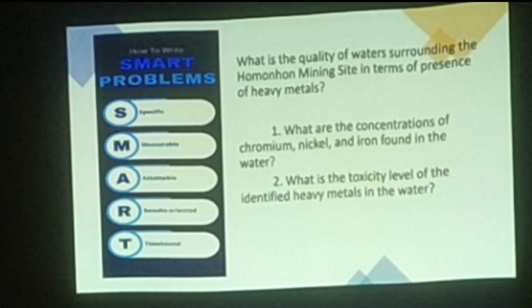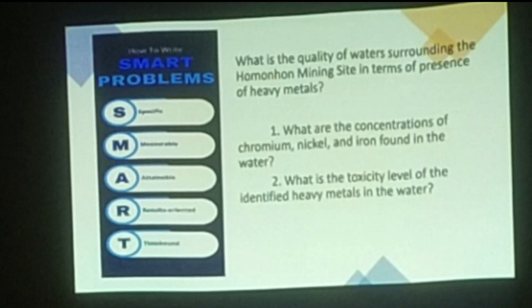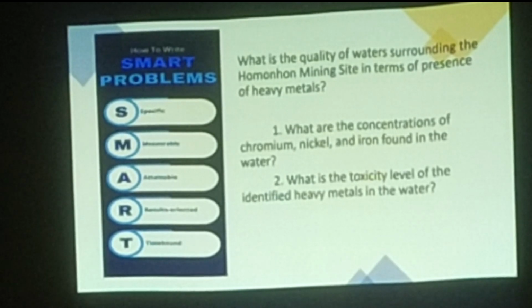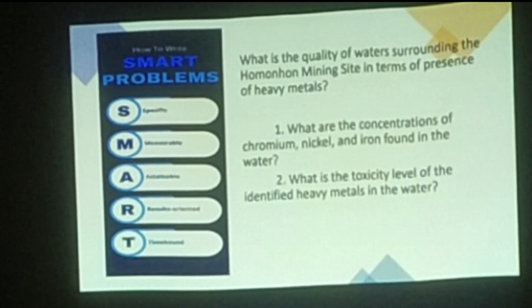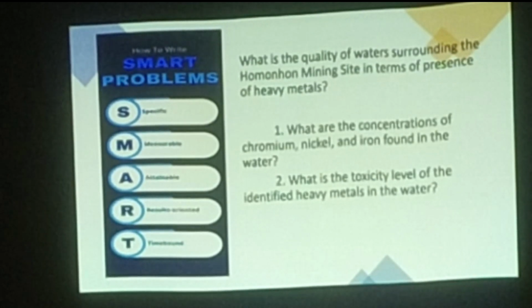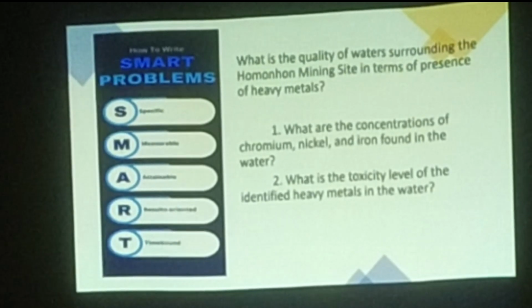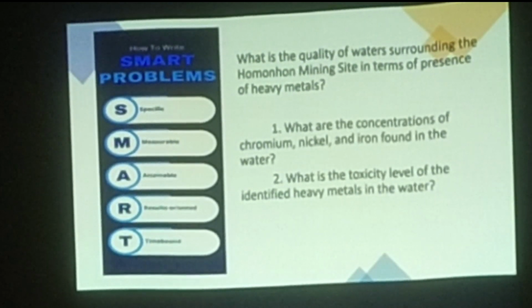What is the toxicity level of the identified heavy metals in the water? Toxicity level means that you're going to compare it to a standard. Because, for example, the World Health Organization, even DNR, they have standards for when the presence of a contaminant is still safe or not. So, as a reader, you know that the researchers will be comparing it to certain standards. So, I hope that you get the difference between this set of questions and the first one.